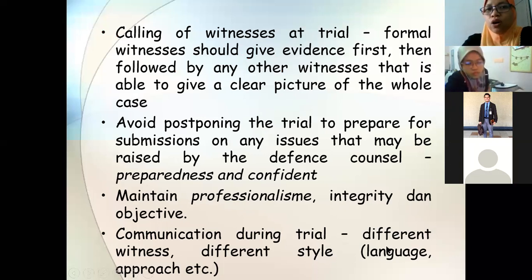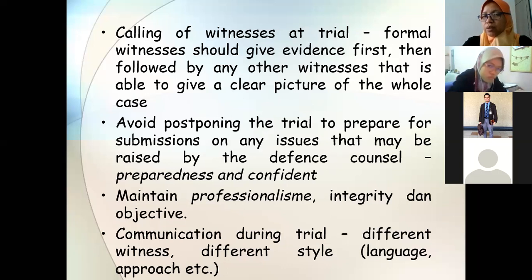Calling of witnesses at trial. Formal witnesses should give evidence first. As I said before, formal witnesses usually refer to, for example, chemists, government servants, doctors, storekeepers. We call them first, followed by any other witnesses that are able to give a clear picture of the whole case. Avoid postponing the trial to prepare for submissions or issues that may be raised by the defense counsel. So before going to court, you must anticipate objections by the defense counsel.